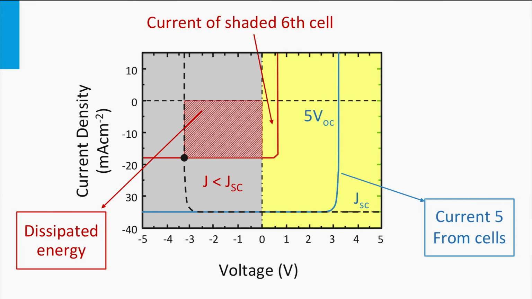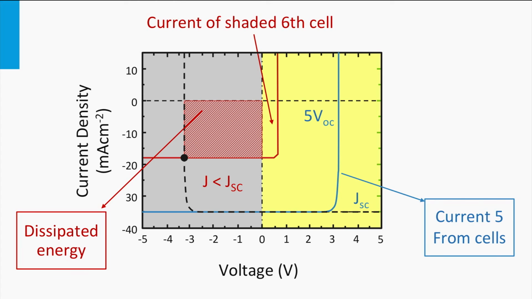The dashed line represents the reverse bias load put on the shaded cell. It is the JV curve of the 5 cells mirrored into the vertical axis equal to 0 volt. This means that the shaded solar cell does not generate energy but starts to dissipate energy. It means the solar cell is getting warmer and warmer.